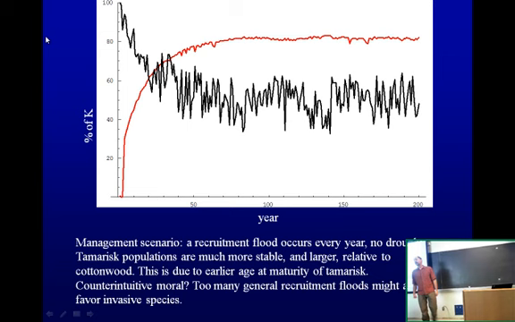And the reason for that is that the age to maturity for tamarisk is much earlier than that for cottonwood. So they can exploit the high frequency of flooding and the recruitment that results from that to a much larger degree than cottonwood can. So eventually they sort of force cottonwood abundances down. So, kind of a little bit of a counterintuitive result right there. But when you go back and examine the life histories of these two species, it makes sense.